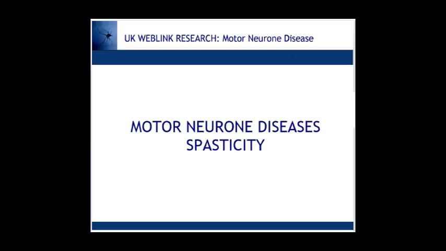Motor neuron diseases, spasticity. Spasticity is a condition in which there is an abnormal increase in muscle tone or stiffness of muscle, which might interfere with movement, speech, or be associated with discomfort or pain. Spasticity is usually caused by damage to nerve pathways within the brain or spinal cord that control muscle movement.